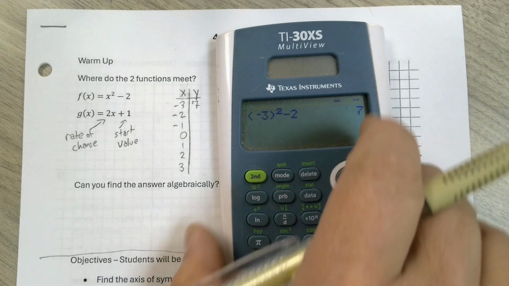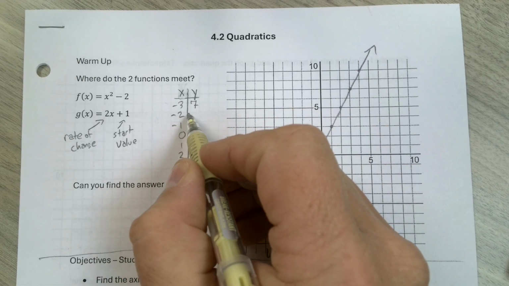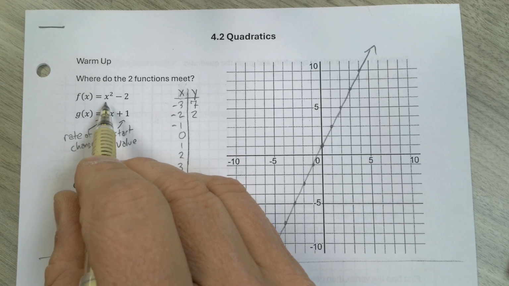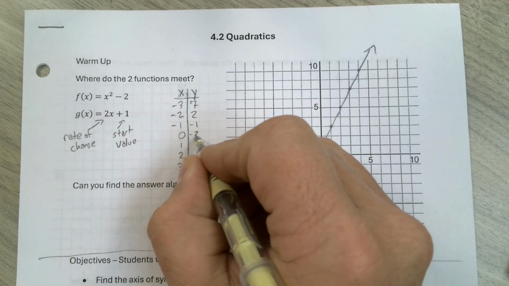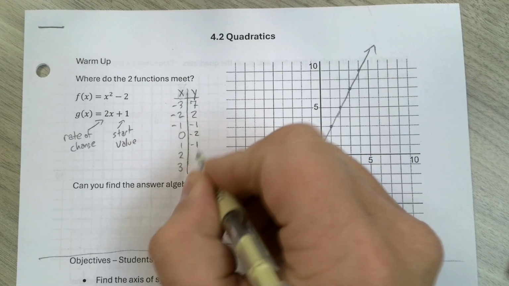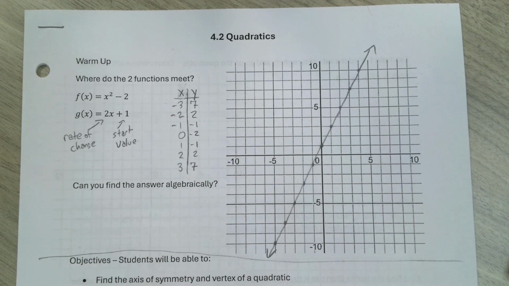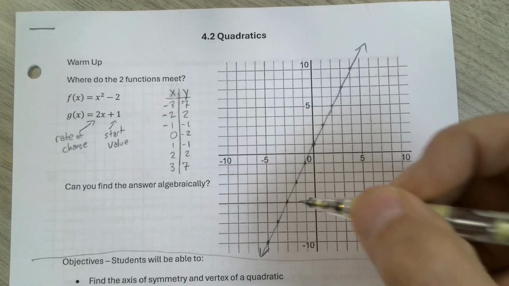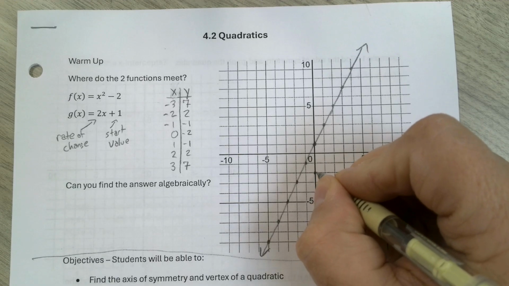For the next one, this would be -2 squared, which is 4. 4 minus 2 is 2. -1 squared is 1. 1 minus 2 is -1. If that's 0, I get a -2. If that's 1, I get -1, 2 is 2, and 3 is 7. So those are what the points look like. I know I went through it fast, but like I said, use your calculator, or you can do them by hand if you want, but I don't recommend it, to get those values.